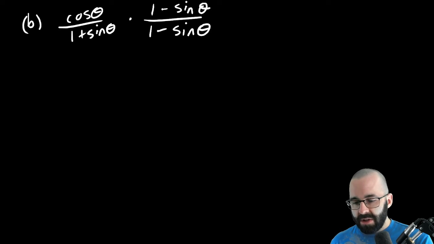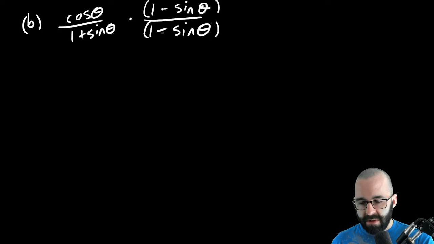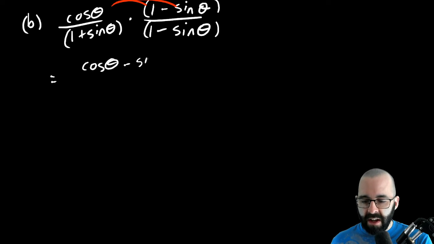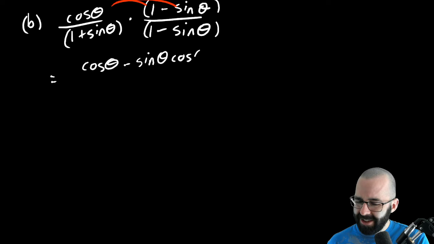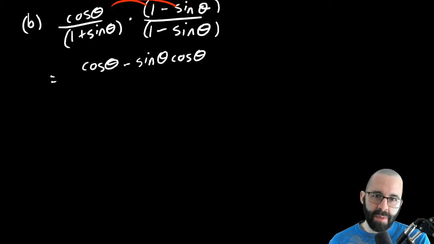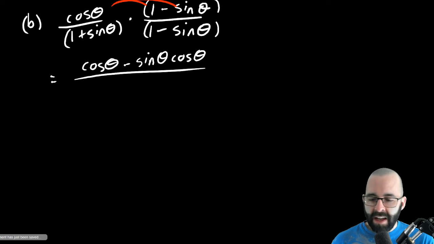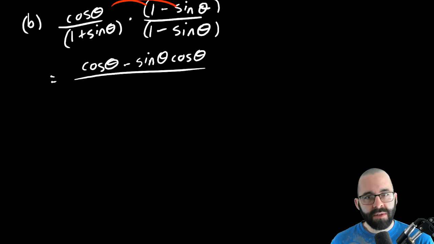So if we watch, we're going to need to distribute. So I'm going to add some parentheses. On the top, we distribute that cosine, and we get the cosine of theta minus sine of theta cosine of theta. So it doesn't look good yet, but it's going to get better. Also, I just remembered that it would have been easier if we didn't distribute the top, but you might not know that. So let's distribute the top. And the bottom is the difference of squares formula.